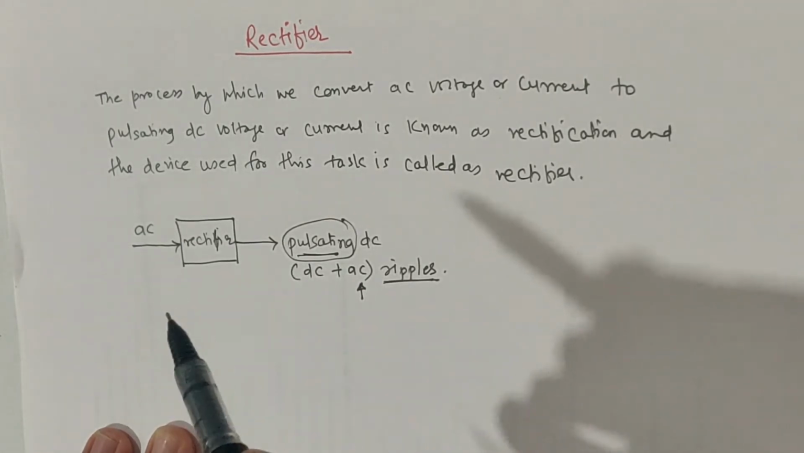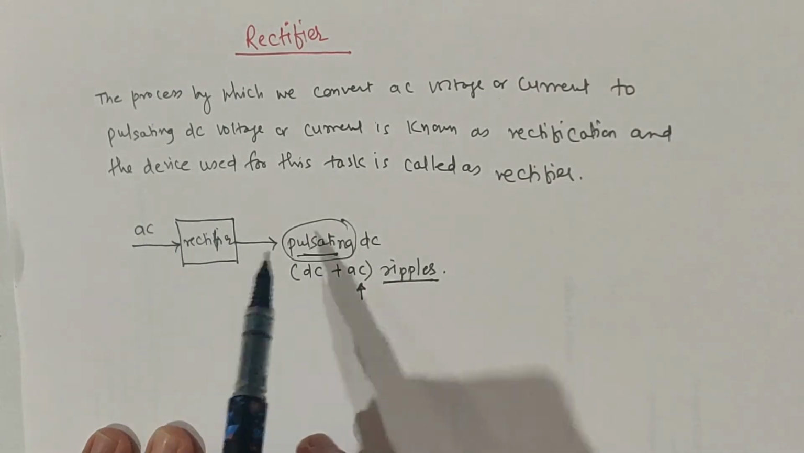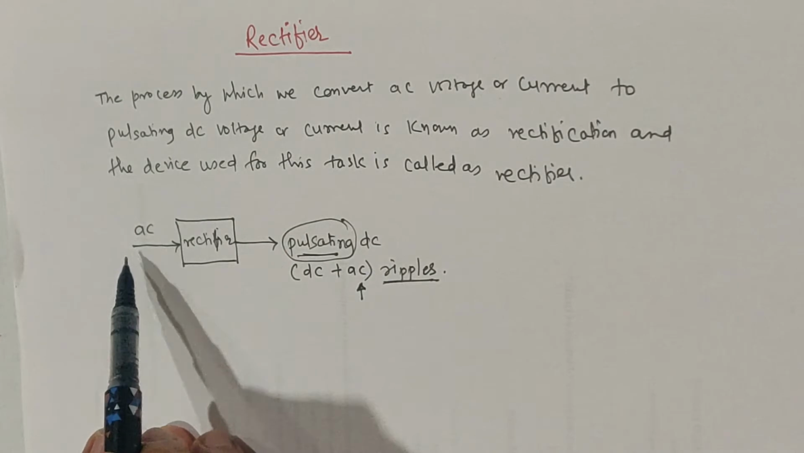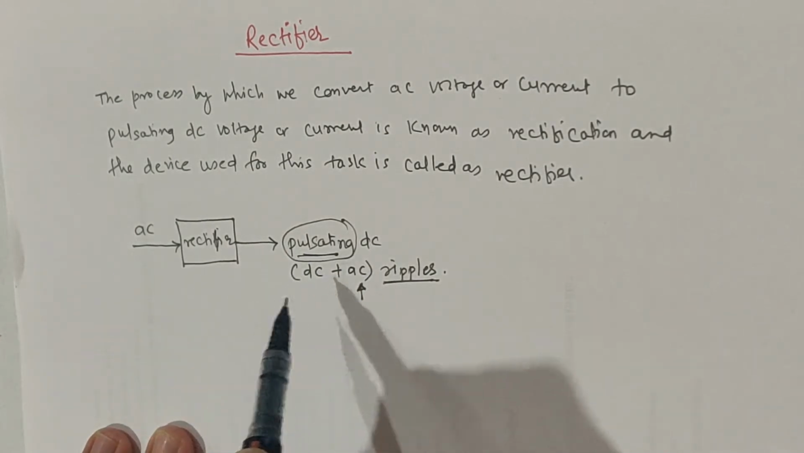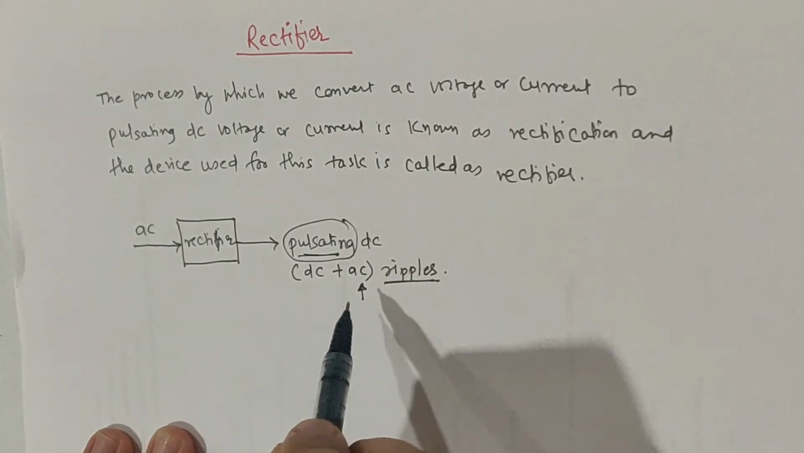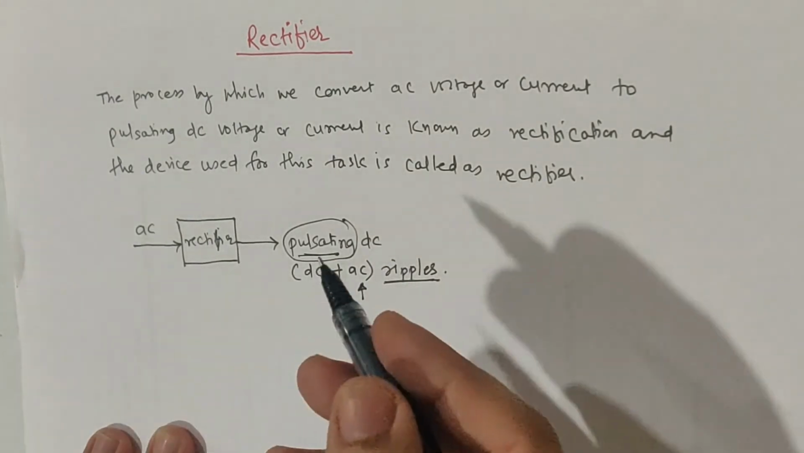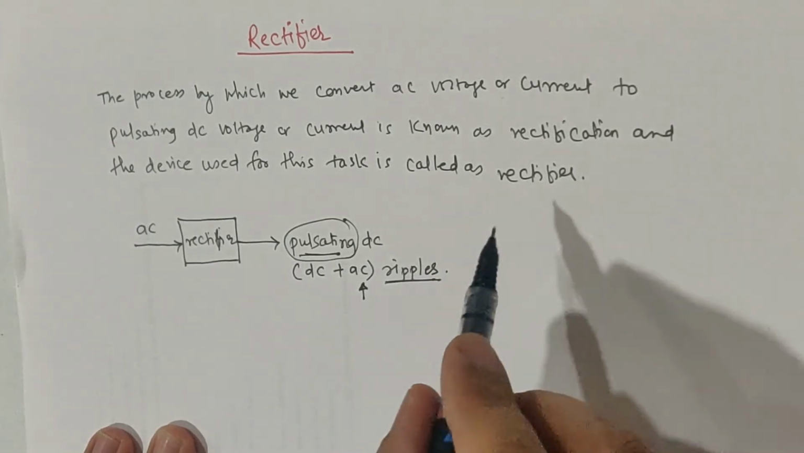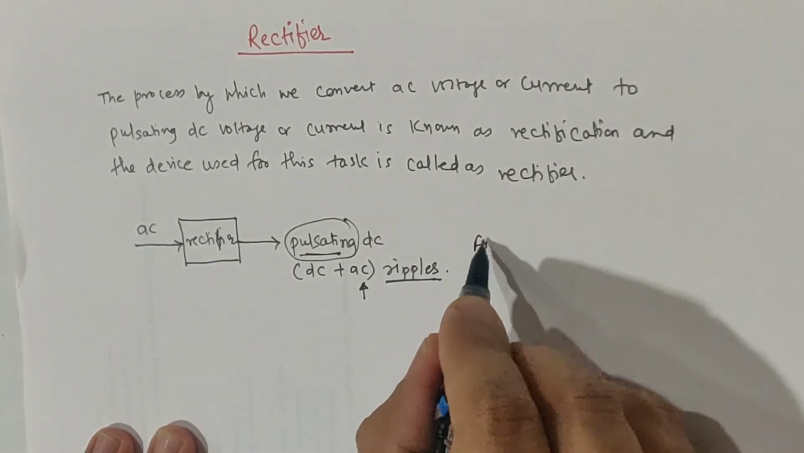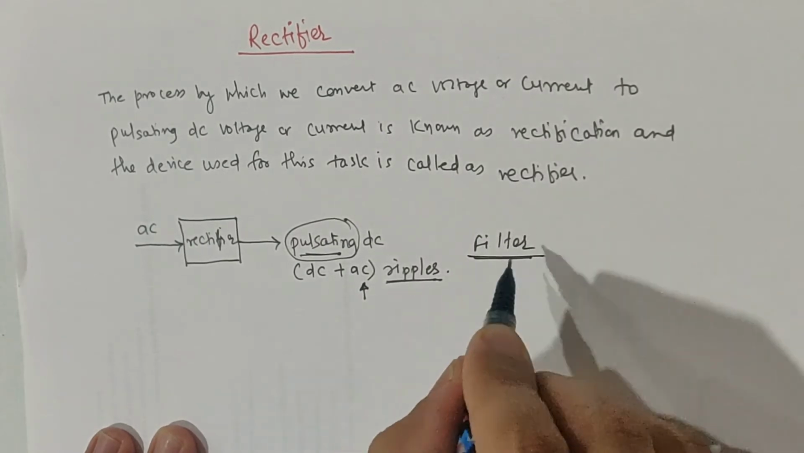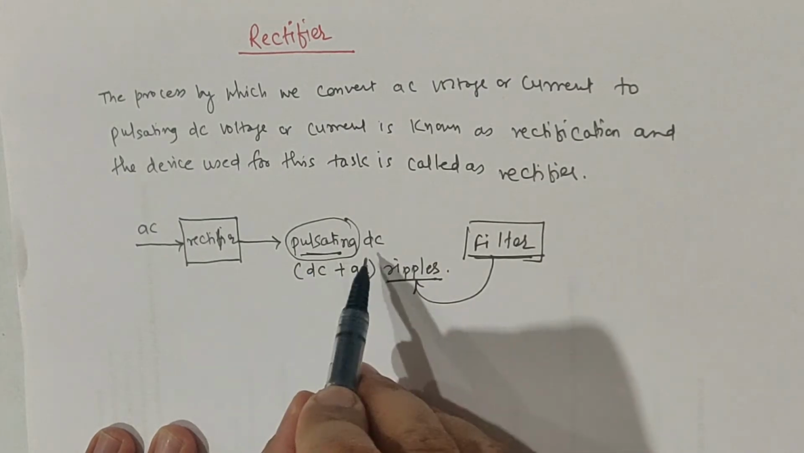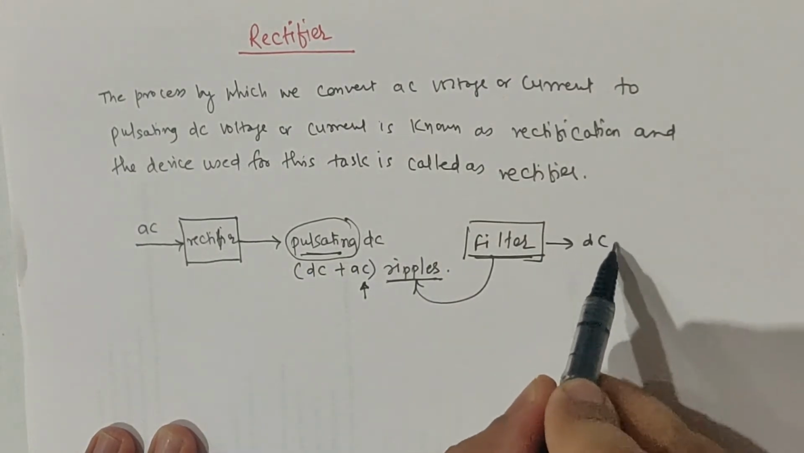Why? Because our primary task was to convert AC to pure DC. But now what has the rectifier done? Rectifier has converted AC to pulsating DC, that means DC plus AC. So still we have some AC component present which is unwanted that we want to remove, and for that purpose we will study another device which is called a filter. So that will filter out these ripples from the pulsating DC output, and the output of the filter will be DC.